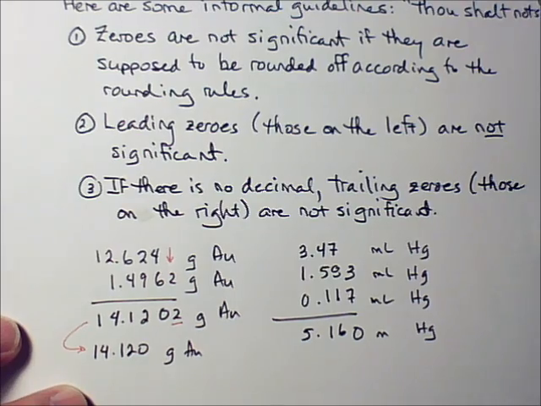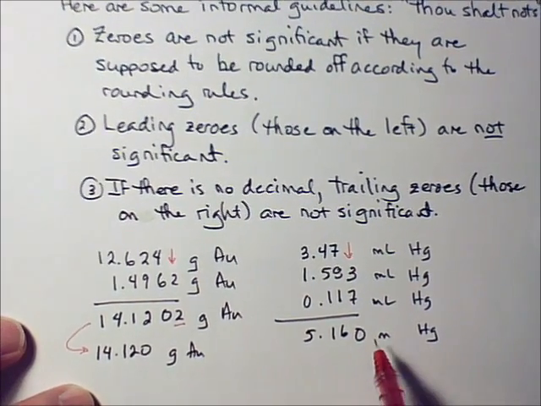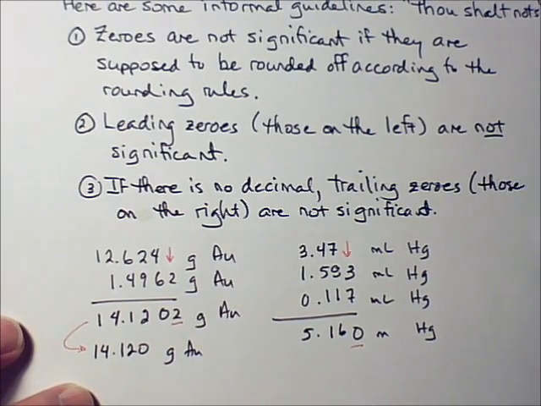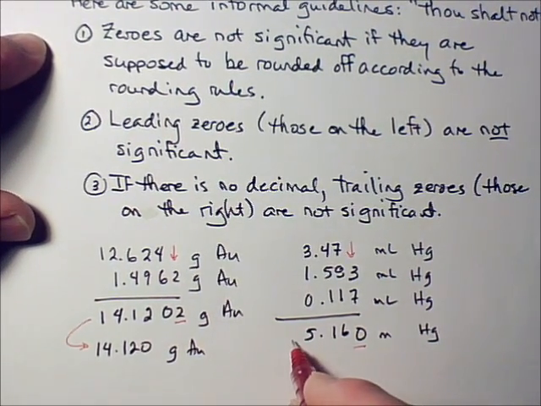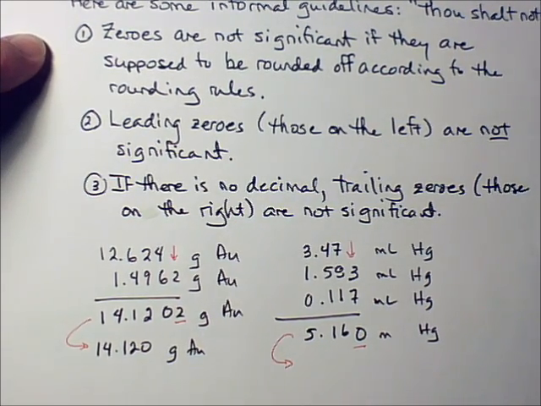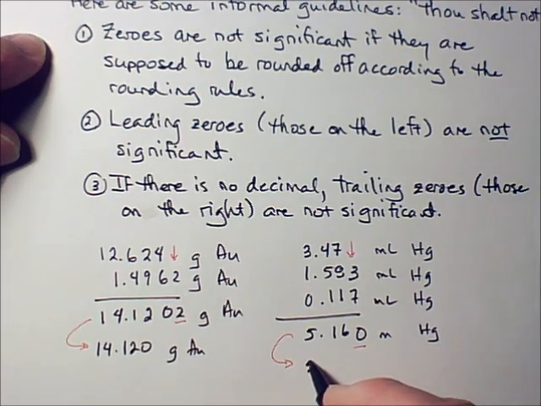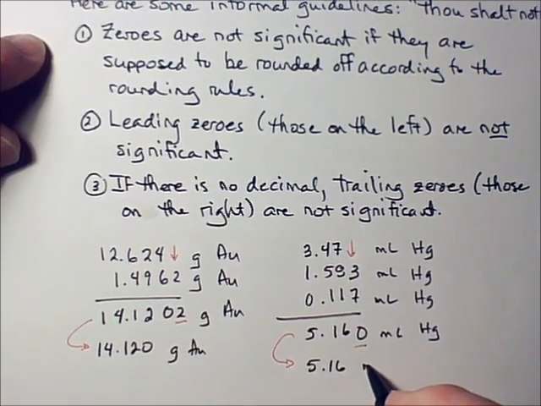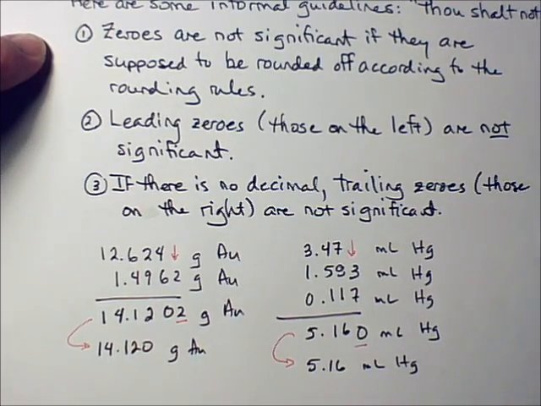Okay, so now we got an empty slot here. All right, so the rules say this digit has to be rounded off. So no matter whether it fits any other rule, if it has to be rounded off, it's not significant. So all this is applying to rule number 1 up here. Okay, does that make sense to you? Just giving you examples for zeros that have to be rounded off or not rounded off from the other rules. 5.16 milliliters of mercury. Okay? You understand what I'm saying?